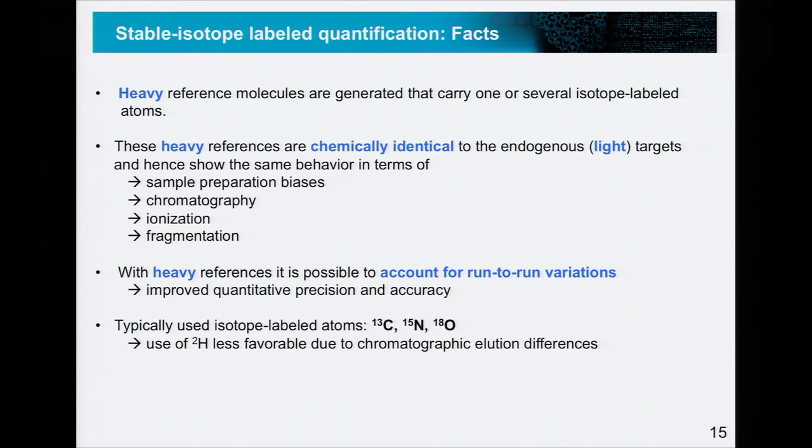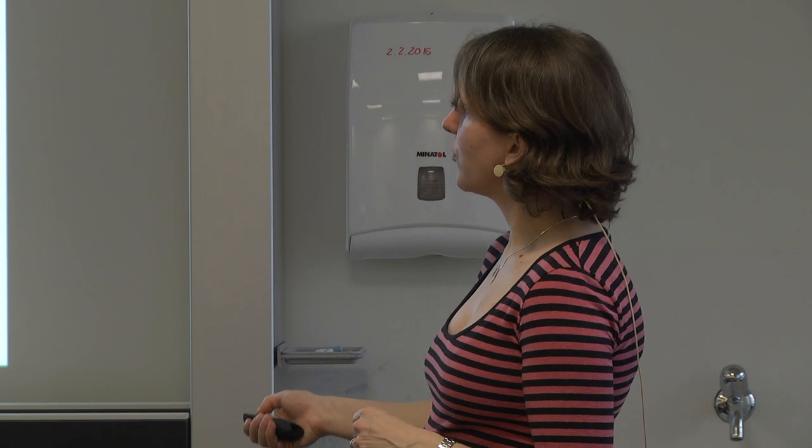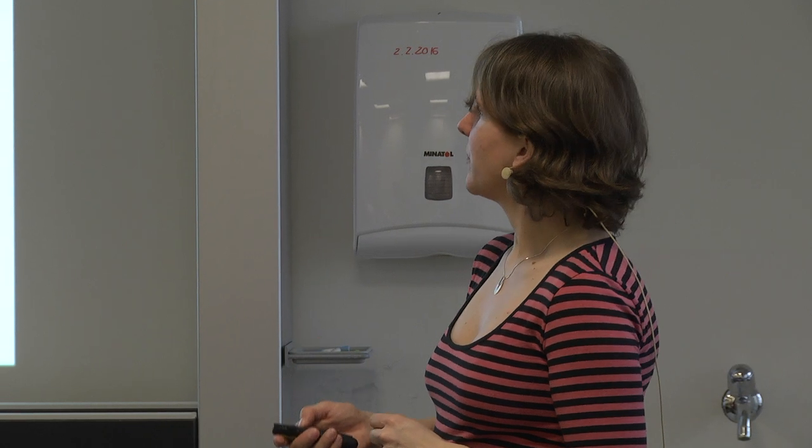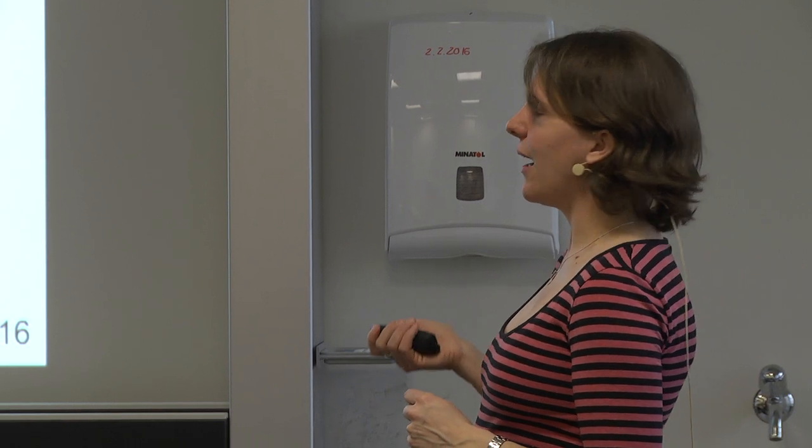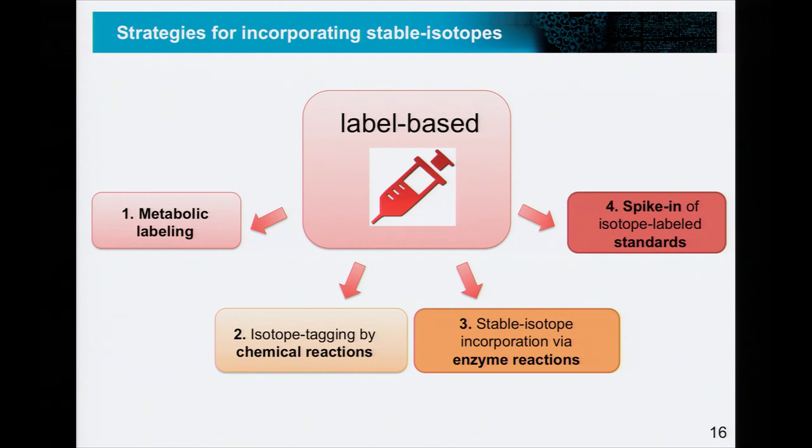Deuterium is also used sometimes, but it's a bit less favorable because it can induce chromatographic elution differences. So the elution consistency in chromatography is less valid with deuterium, and this is why people usually try to prefer to work with these atoms. So these are the four groups I already introduced, which differ in the way how isotopes are incorporated in your sample. The first group is via metabolic labeling. So what you do here is you just grow your cells in a media that contains a heavy label, and then all the proteins that are produced in this growth phase will contain the label, and the typical representatives of this type of labeling are, for example, SILEC or 15N labeling.